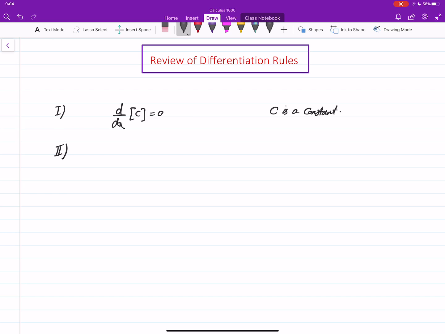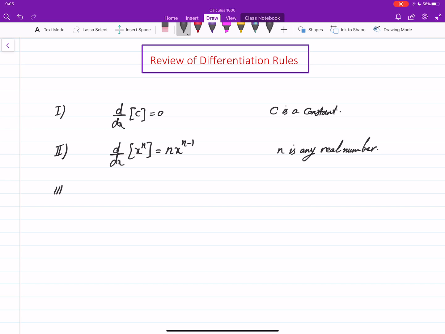Then the second rule is the power rule. It says what is the derivative of x to the power n, and this is a simple rule. n comes up front, x to the power n, 1 less than the original one. So n here is any real number, not just integer numbers. Everything will work that way.